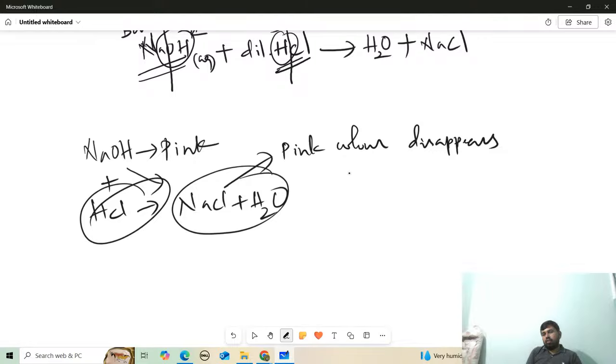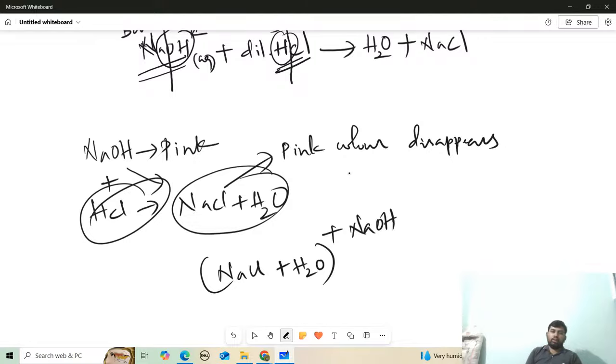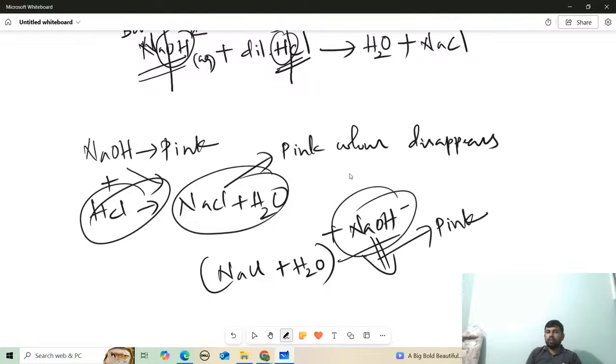Now we have a mixture of NaCl plus H2O. Suppose we add NaOH to this. Now the NaOH will be in excess, and again it turns pink, because we added NaOH and the basic nature increases. Basic nature gives the pink color. Try to understand here.